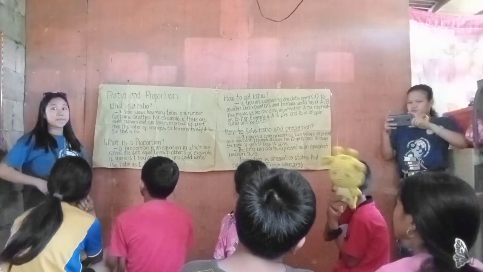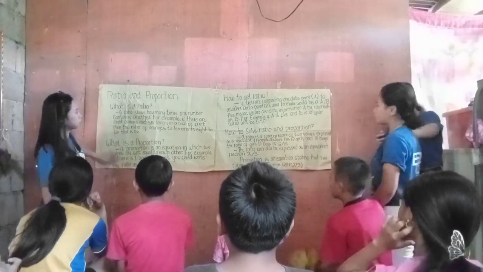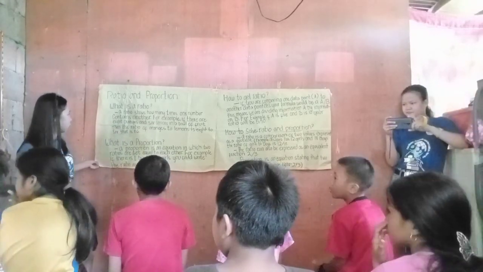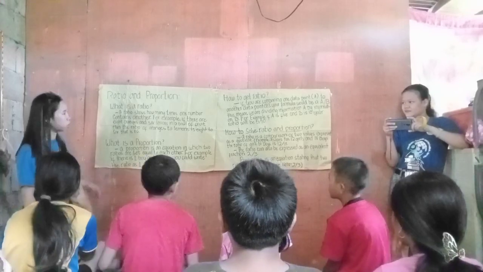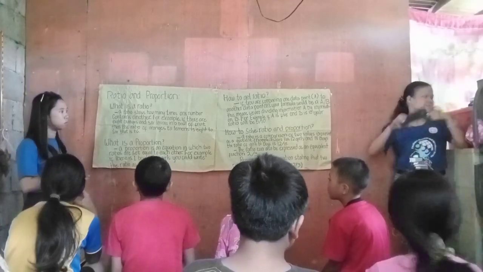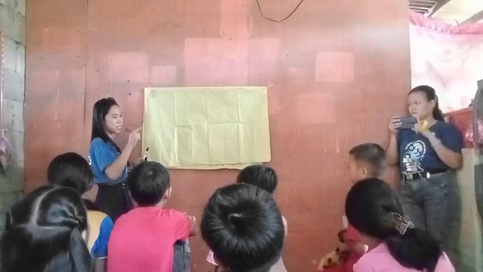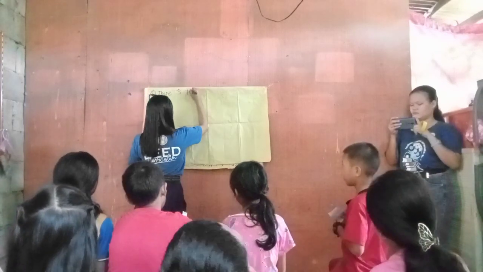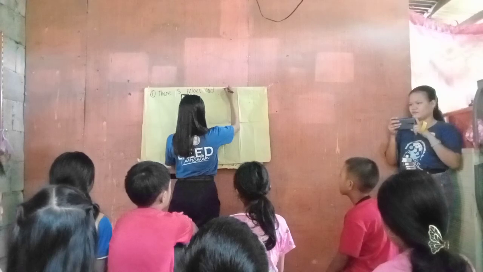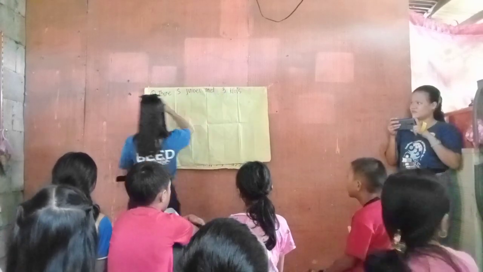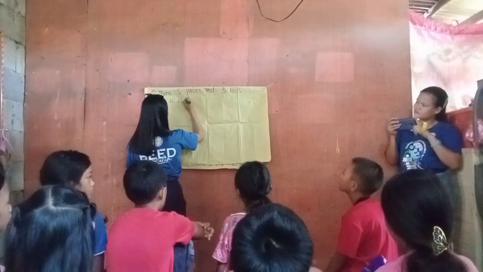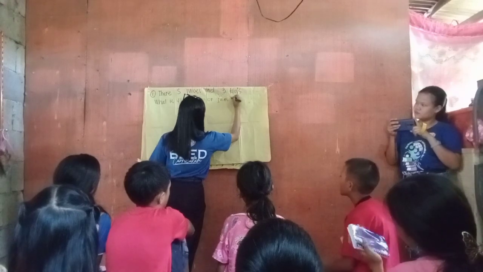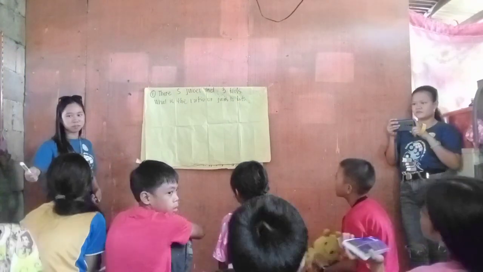Then comes the discussion. We discussed ratio and proportion, like what is ratio, what is proportion, and how to solve ratio and proportion with given examples and solvings. After discussing ratio and proportion, we gave them problems like there are 5 juices and 3 kids. What will be the ratio of juices to kids? And then we let them solve the problem for a better understanding of the topic.